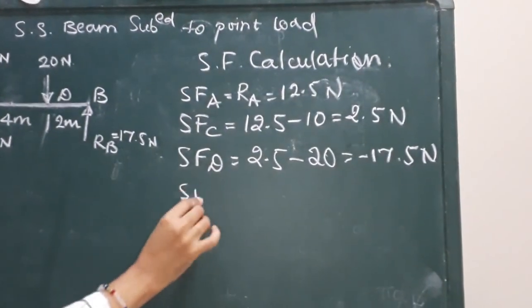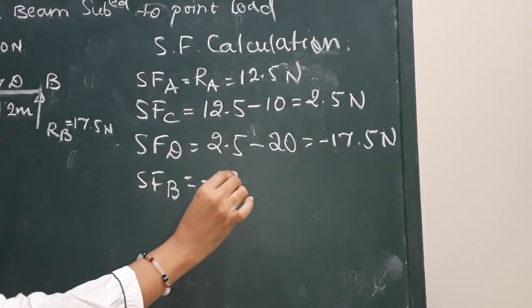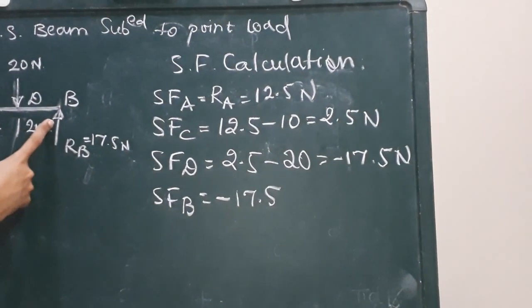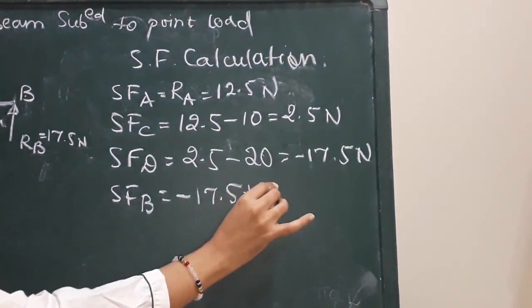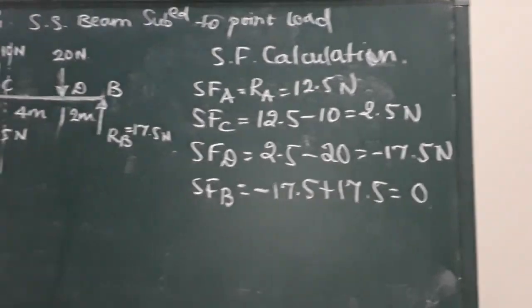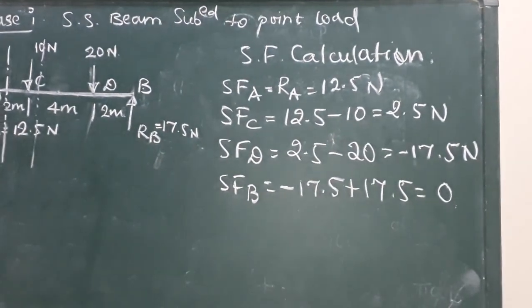And last, shear force at B is equal to, my previous answer is what? Minus 17.5, and the direction of the next load is upward. Upward is positive, so plus 17.5 is equal to 0. Remember, in the last step your answer is always equal to 0.